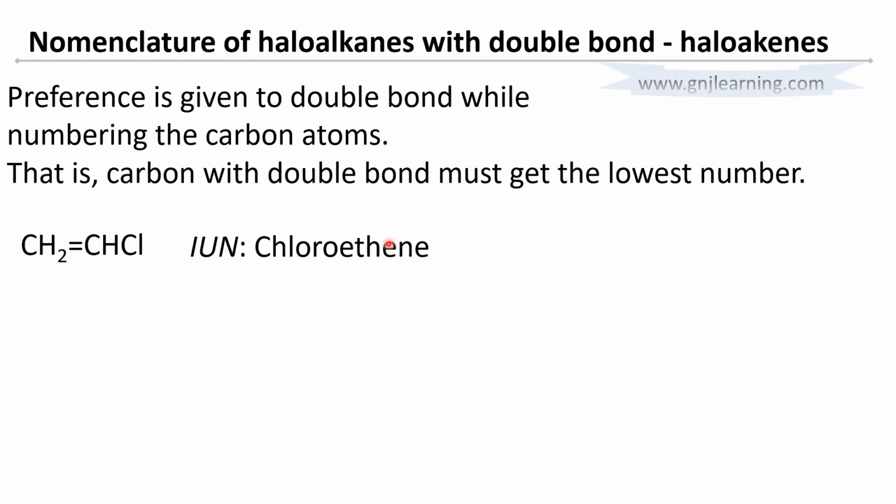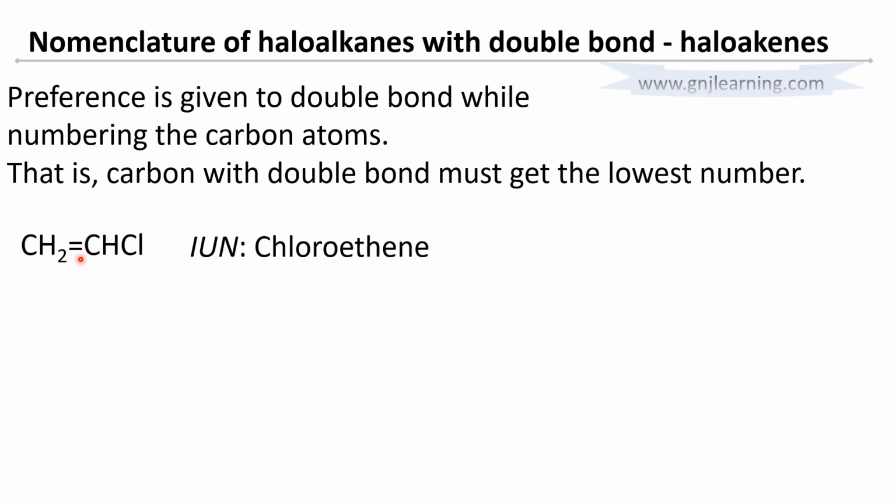So why is it ene? Because it contains a double bond. If it was a single bond, then it would be chloroethane, and since it is a double bond, its name is chloroethene.